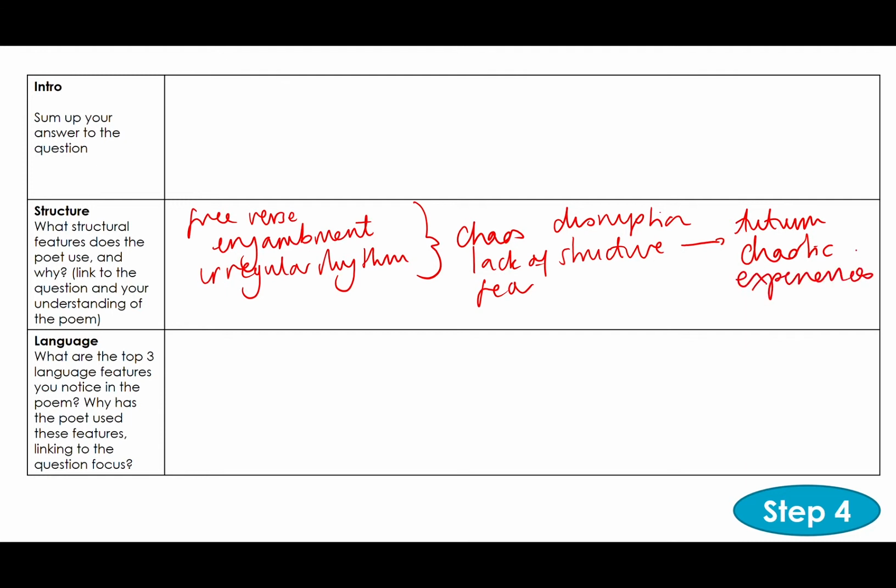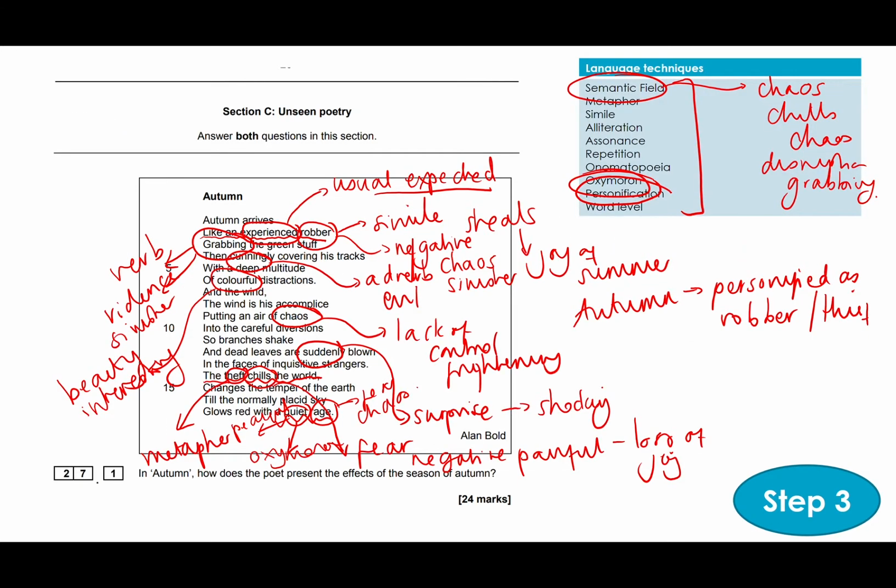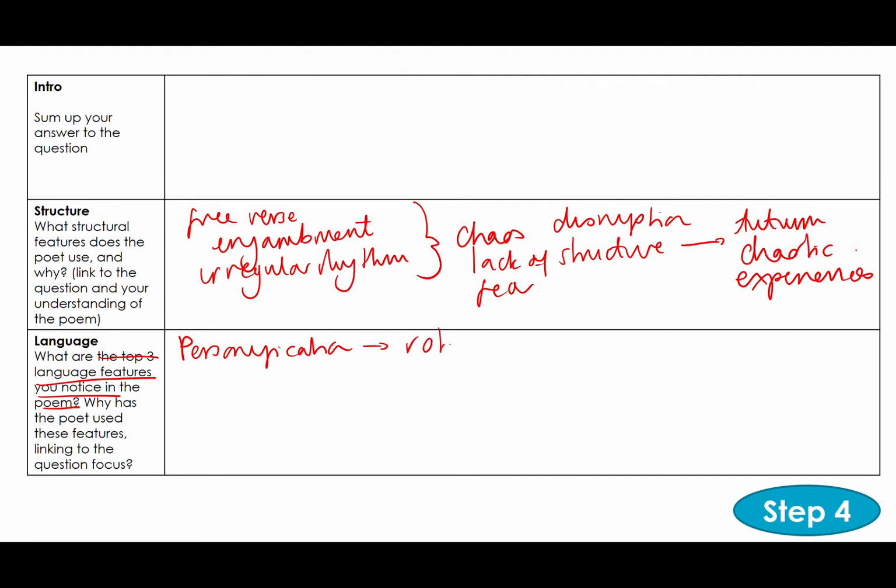Okay, now going back to language features, I'm going to think of my top 3 language features I noticed in the poem straight away. I'm going to talk about the personification of autumn. Let me just check what it was. Personification of autumn as a robber or thief. And that made autumn sound quite sinister. I'm going to talk about the semantic field linked to chaos.